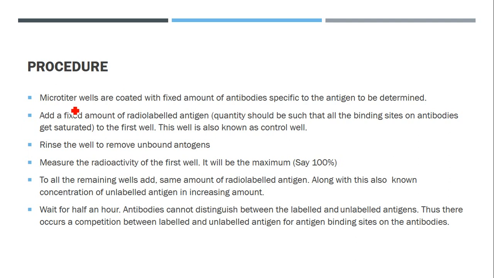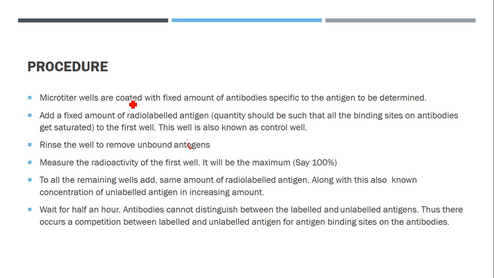So take microtiter wells, coat them with a fixed amount of antibodies specific to the antigen to be determined. Now add a fixed amount of radiolabeled antigen to the first well, and this well is known as the control well. Rinse the well to remove the unbound antigens. Measure the radioactivity of the first well. It will be maximum, say 100%.